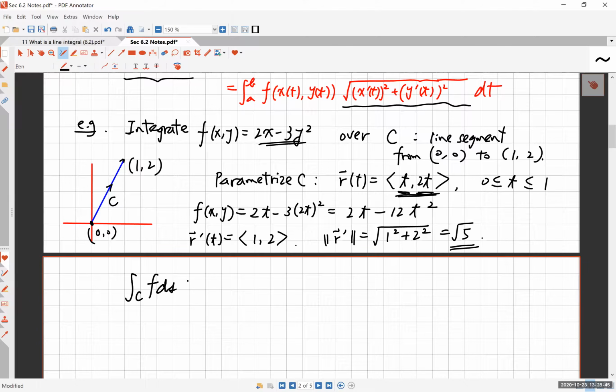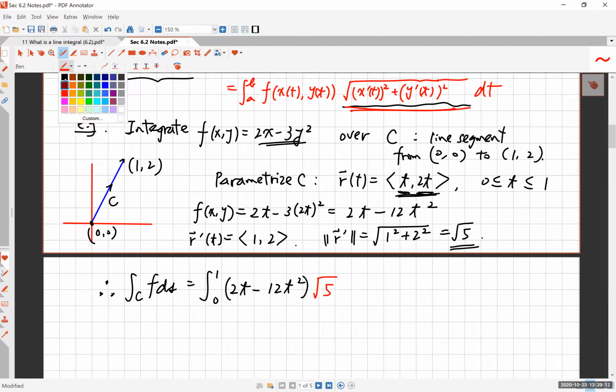So here we go. Therefore, and these three dots make you look smart, the integral of f over C is equal to, you ready for this? The integral from 0 to 1 of 2t minus 12t squared, that's what you're integrating, and then you have to have that square root of 5, that's this part here, and then dt. Notice here, I never have to worry about that s.